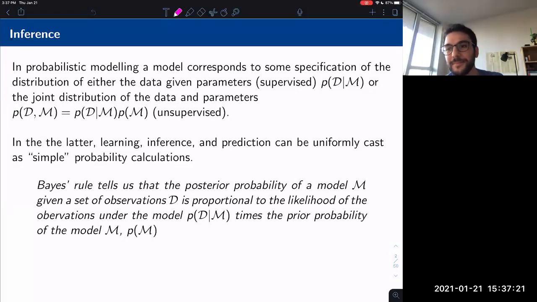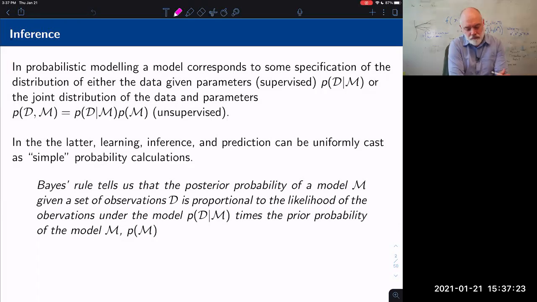So what is inference? Again, we talked about what supervised and unsupervised models are, but in probabilistic modeling, a model corresponds to some specification of a distribution of either data given parameters, which is to say some conditional density estimation task, D given M, or a joint distribution of the data and parameters, which is the joint distribution of D and M, which decomposes as a likelihood times some sort of a prior.